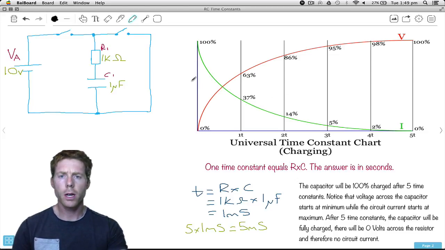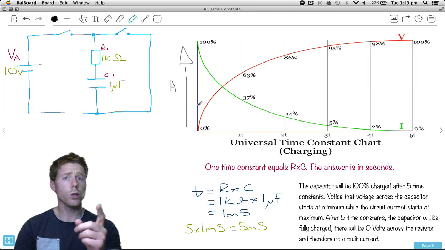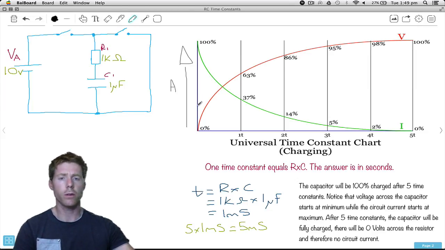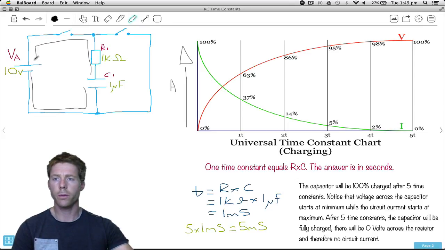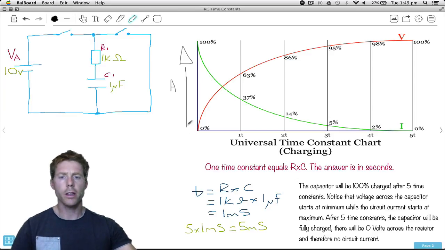Now, what I've got here is the vertical axis, the one going up this way, and this is what we call amplitude. I've got two different amplitudes represented here. You'll notice I've got the green one coming down there. That represents current in the circuit, as in the current flowing through here. And then the red line indicates voltage, which is the voltage across the capacitor there.